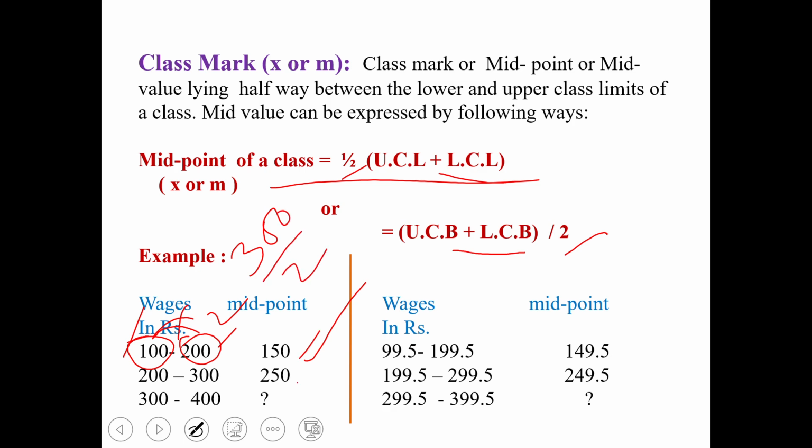Okay, in this way you will get the 250 value, and the last one you can find out. Okay, here you can see these are the class boundaries. So how to find out if in case it is actually class boundary cases, the procedure is same. This is upper value and this is lower value. So upper value plus lower value, add and divide by 2, and you will get this value.